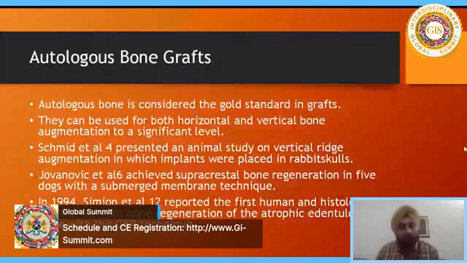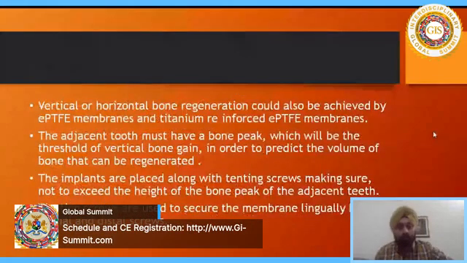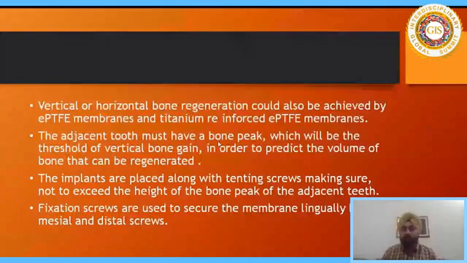The vertical or horizontal bone regeneration could also be achieved by EPTFE membranes and titanium reinforced EPTFE membranes. For vertical bone regeneration, we must always understand that the adjacent tooth must have a bone peak, which will be the threshold of vertical bone gain. That is the level of bone that you can predictably or should aim to regenerate.